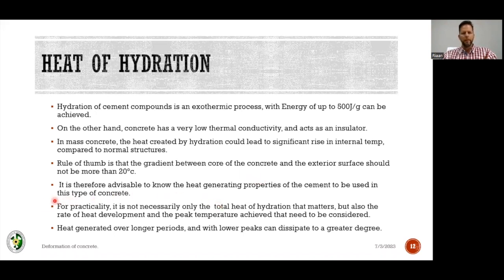For practicality, it is not necessarily only the total heat of hydration that matters, but also the rate of heat development and the peak temperature achieved that needs to be considered. So if you can generate the heat over a longer period, more of a flatter graph, you would have a lower peak, and you will benefit from the dissipation process of the concrete. Your concrete matrix will then dissipate the heat, and the heat dissipation is typically at a standard kind of rate, but you might not have control over that. You do have control over the heat generated if you specify your binder, your cement.